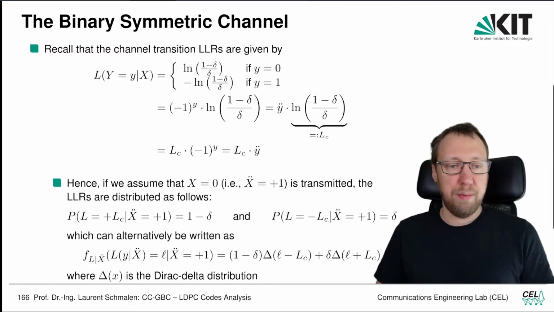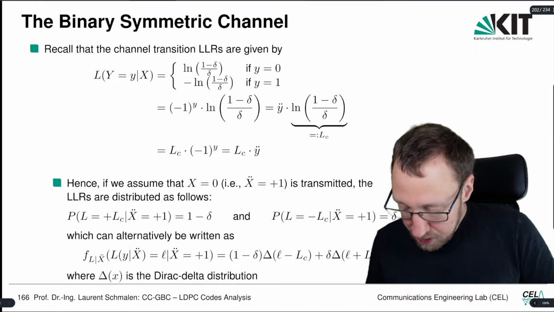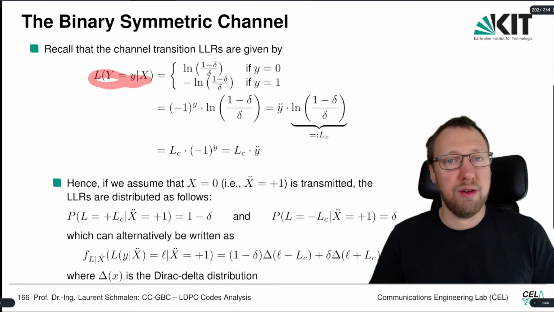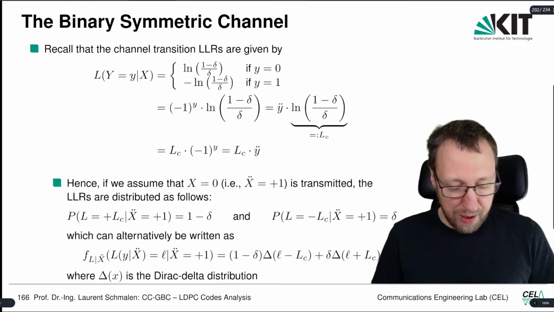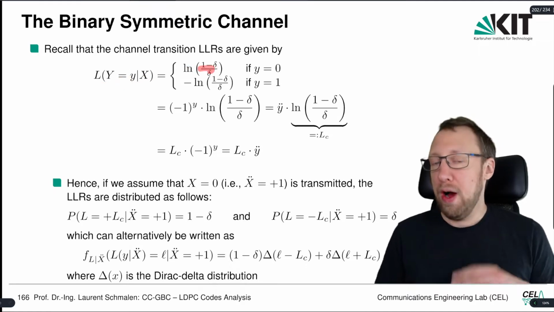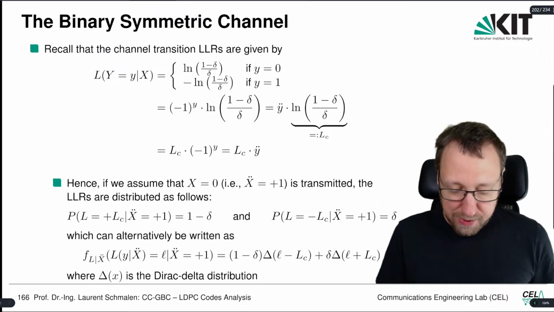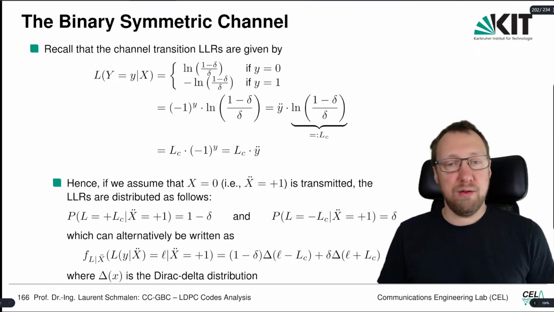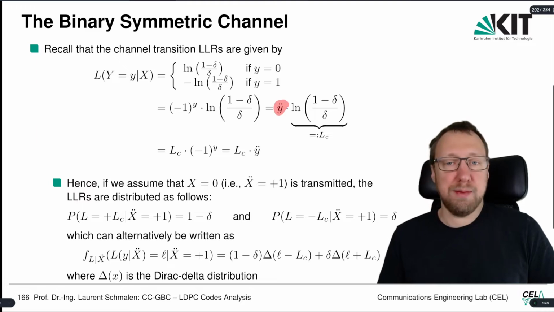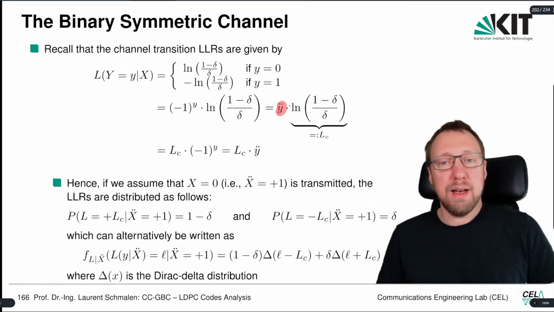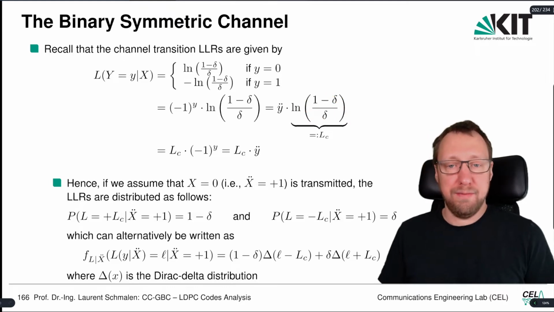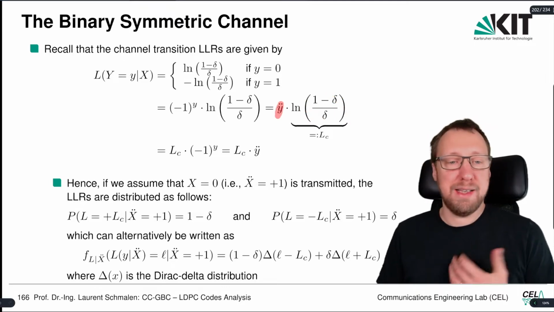So what we have is the following. We calculate the channel transition log likelihood ratios the following way. We have L of y given x is log of (1 minus delta) over delta if y is equal to 0, or it's minus log of (1 minus delta) over delta if y is equal to 1. Or it's y double dot, the received value, times L_C, log of (1 minus delta) over delta. This we multiply by the received noisy value.